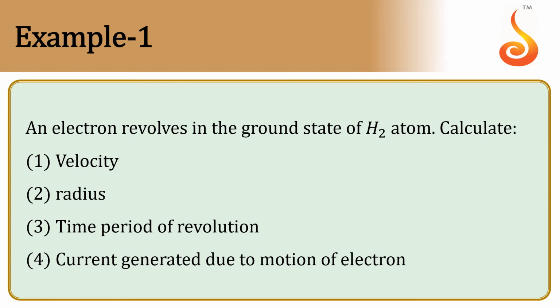Example 1. An electron revolves in the ground state of H2 atom. Calculate: option 1, velocity; option 2, radius; option 3, time period of revolution; option 4, current generated due to motion of electron.